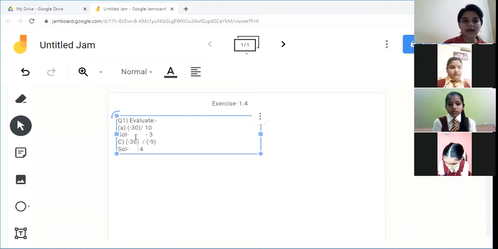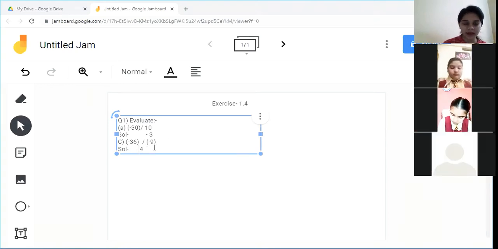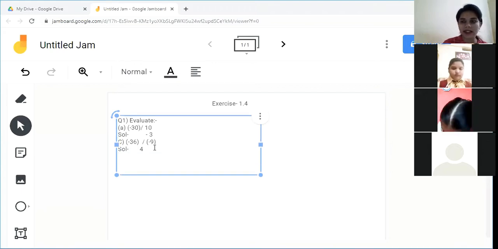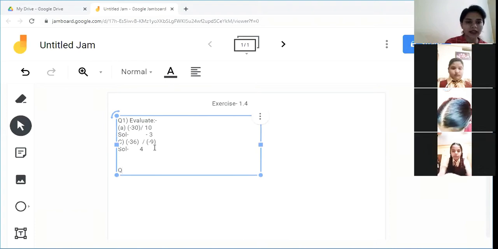Or you can say, as we cancel these numbers, 36 by 9, 9 4s are 36. In that way only, the sign from the numerator and from the denominator, they cancel each other because both are negative. So there will be a positive answer. So the answer is positive 4. So in this way, you can solve the rest of the parts of this question by yourself.